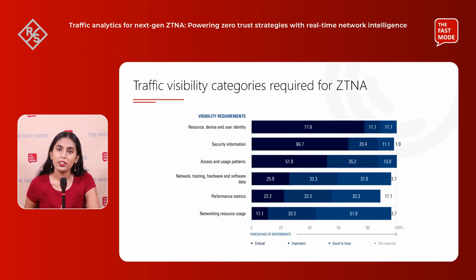Earlier, we established the importance of traffic visibility for ZTNA, but what type of visibility do ZTNA solutions require the most? Vendors rated resource, device, and user identity as the most important visibility category, with 77.8% stating that it is a critical requirement for ZTNA. The remaining 22.2% feel that it is either important or good to have. This is followed by security information, which 66.7% of vendors say is a critical requirement, and access and usage patterns, which 51.9% say are critical. Other categories in order of importance are network, hosting, hardware and software data, performance metrics, and networking resource usage.